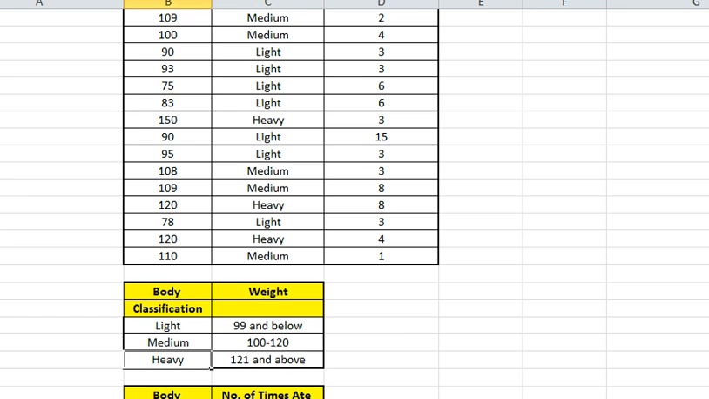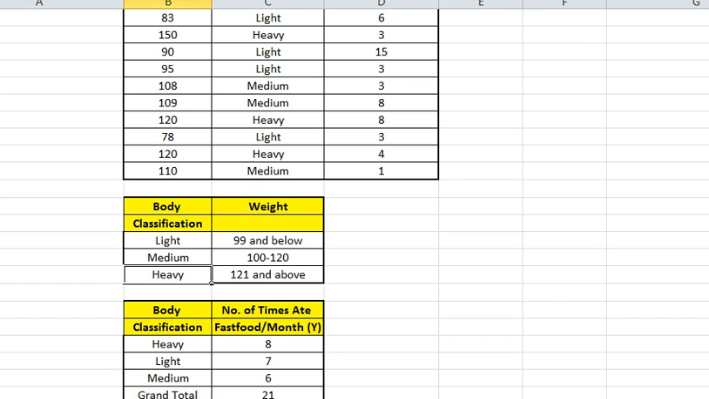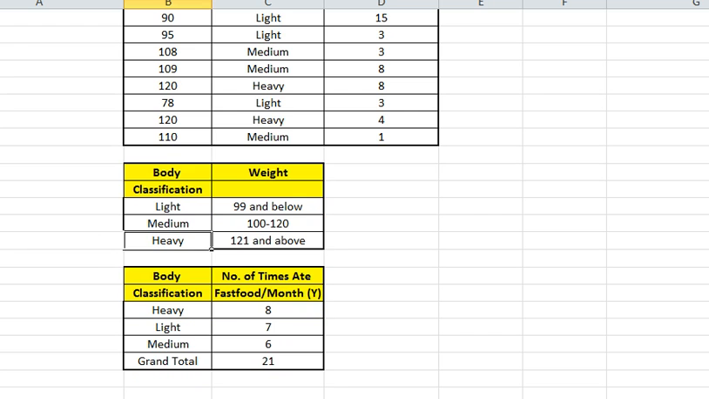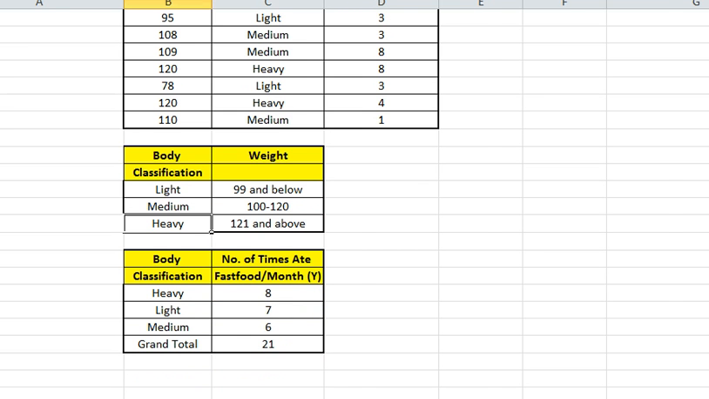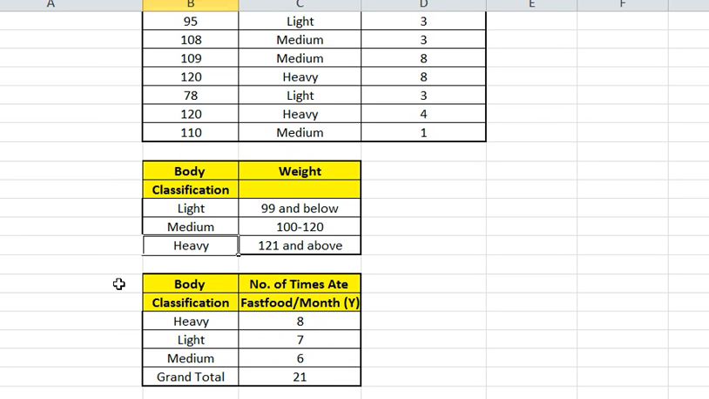After assigning this classification, we now have a simpler way to group the students so that we may be able to present a less complicated table. In here, you will now see that there were 8 students who fell under the Heavy body classification, there were 7 who fell under the Light body classification, and there were 6 students who fell under the Medium body classification. We used this specific table to make our graph, which we will then show later.